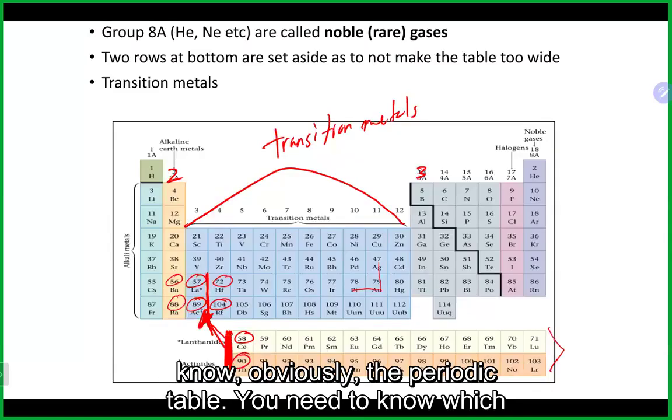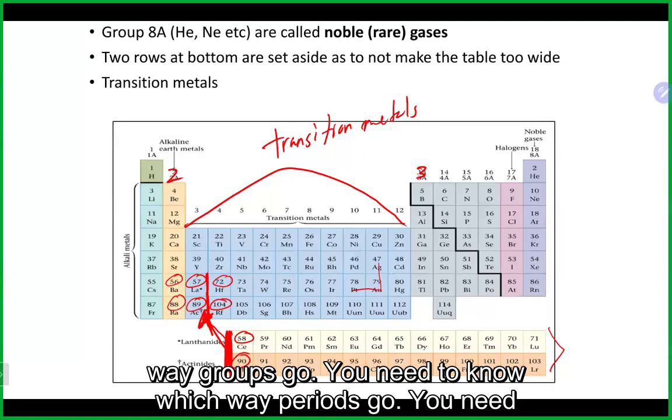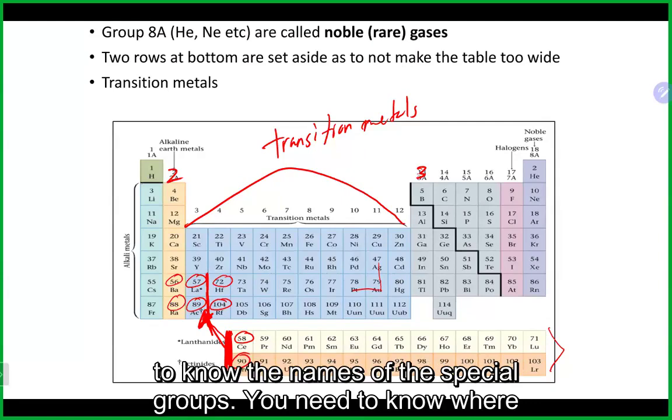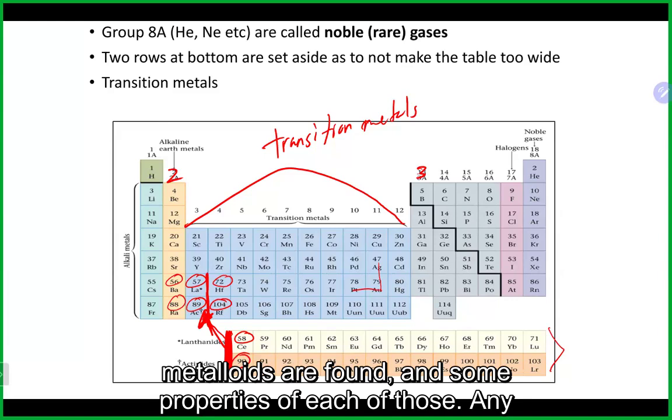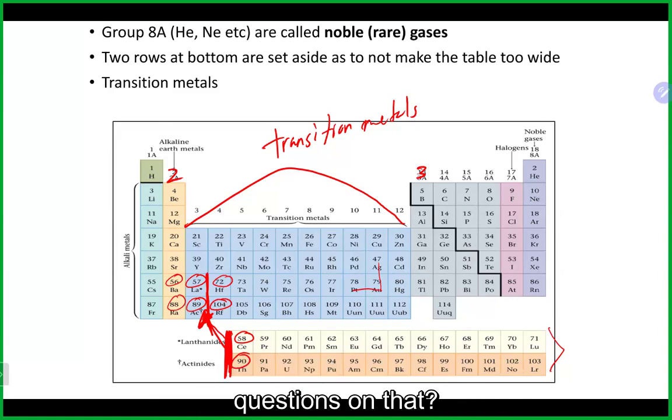So you do need to know, obviously, the periodic table. You need to know which way groups go. You need to know which way periods go. You need to know the names of the special groups. You need to know where transition metals are, where metals, nonmetals, and metalloids are found, and some properties of each of those. Any questions on that? Question?